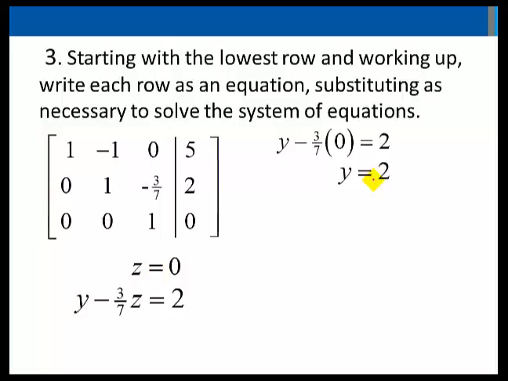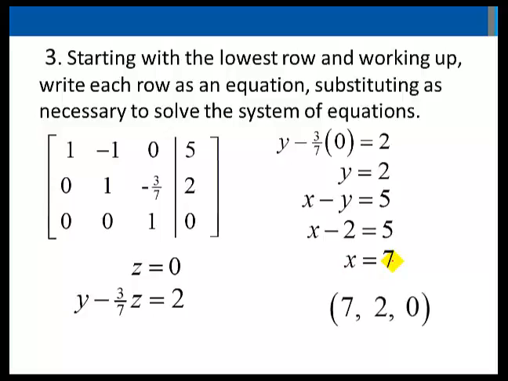We need to figure out what x is. I'll look at the first row here, rewrite that as x minus y equals 5, and I can substitute in 2 for the y, and x will be equal to 7 then. So my solution is 7, 2, 0.